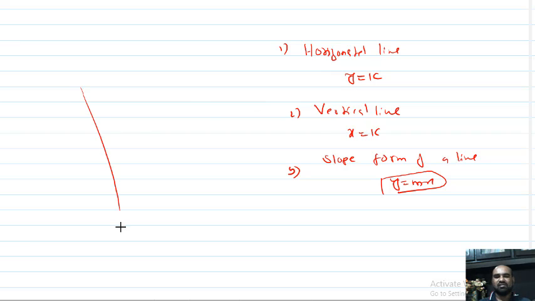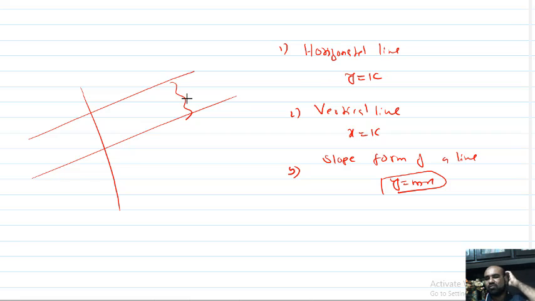Y equal to k is a line parallel to the x axis, k units from the x axis. K positive is above the x axis, k negative is below the x axis, and k equal to 0 is only the x axis. That's why the equation of the x axis is said to be small y equal to 0.